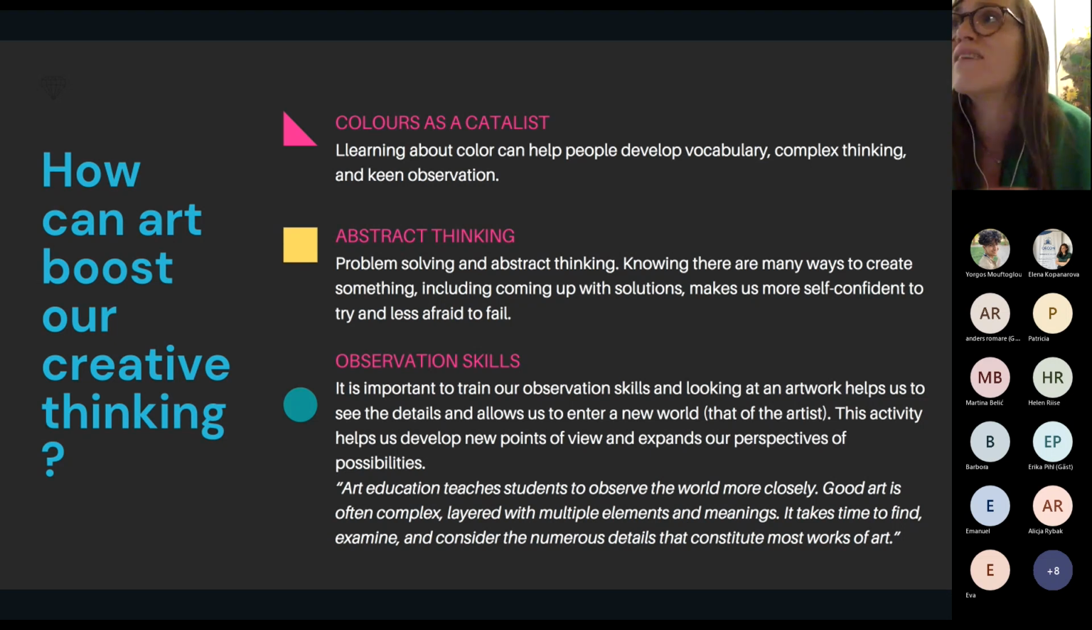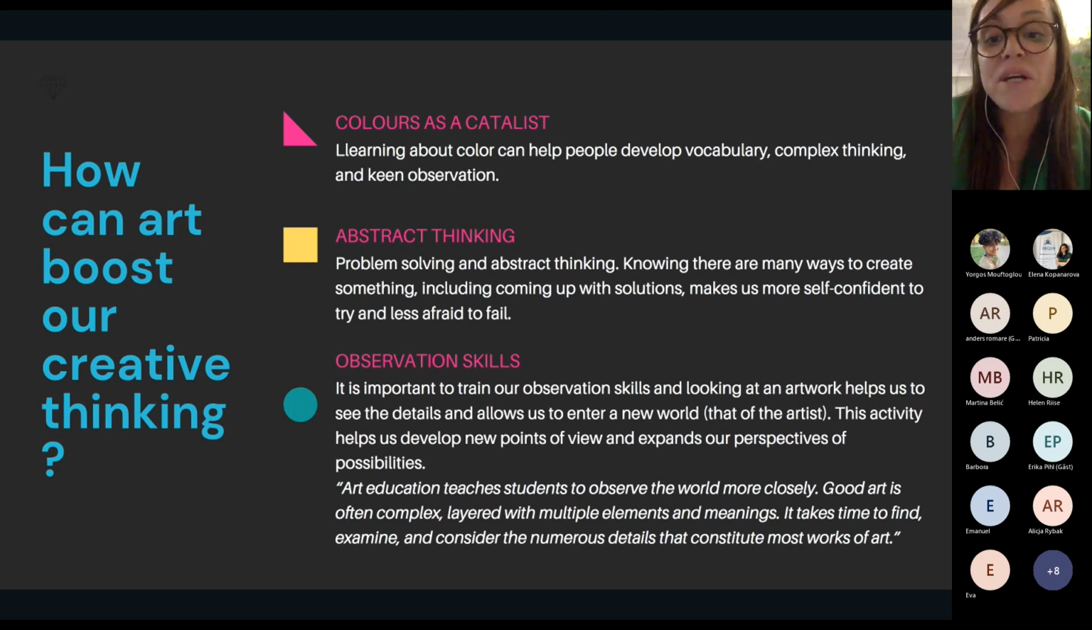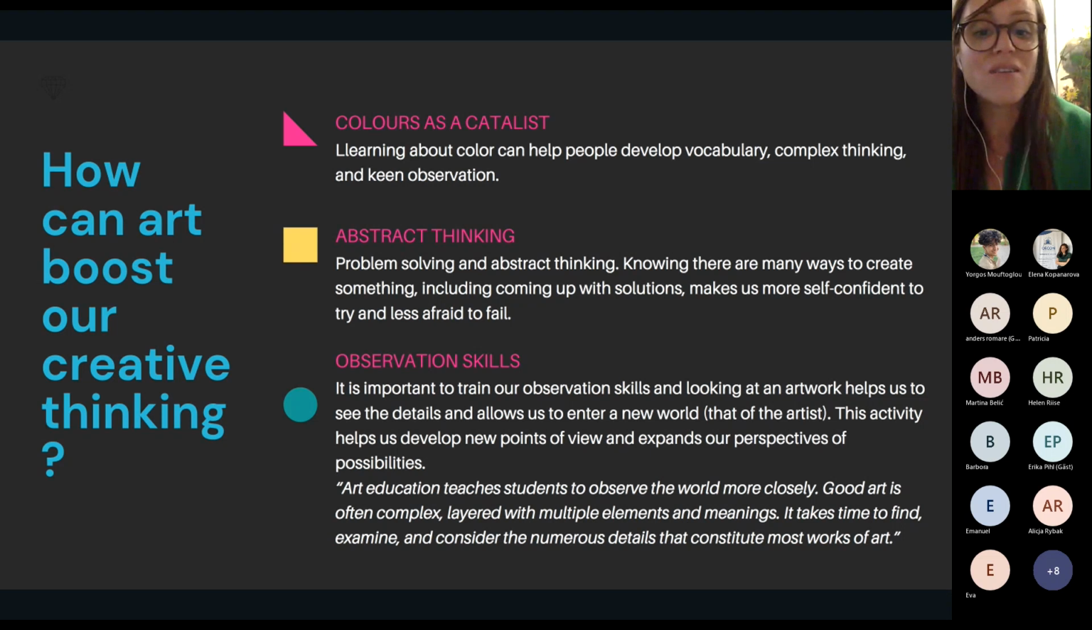And then we have the last one, that I found interesting because, this is my point of view, of course, there are a lot of different kinds of skills that can be enhanced thanks to art and creativity. Observing art, for example, as we say, connects you to the world. It is important to train our observational skills, and looking at an artwork helps us to see the detail and allows us to enter a new world, in this case the world of the artist. This activity helps us to develop a new point of view and expand our perspective of possibility, no?